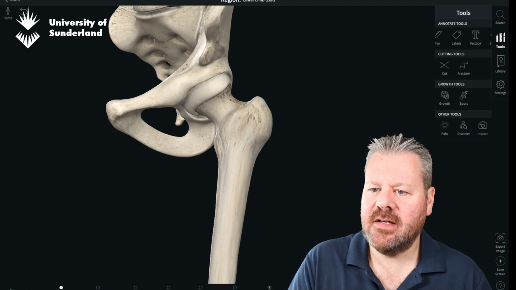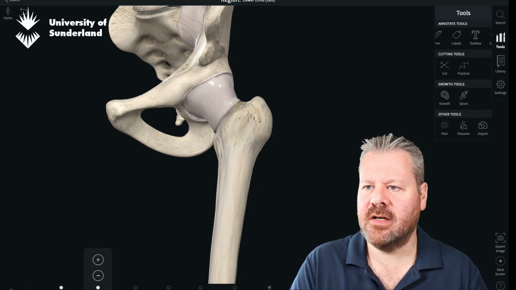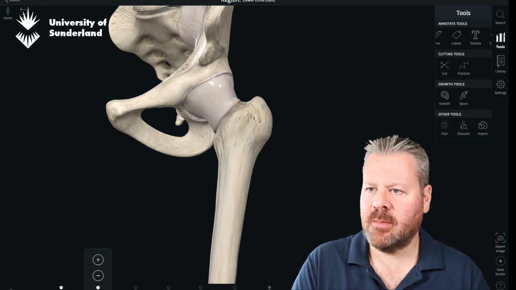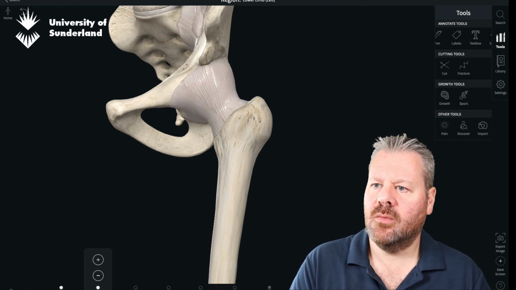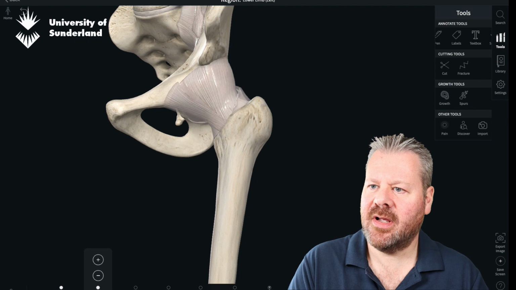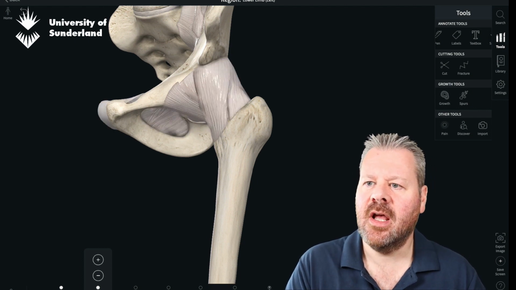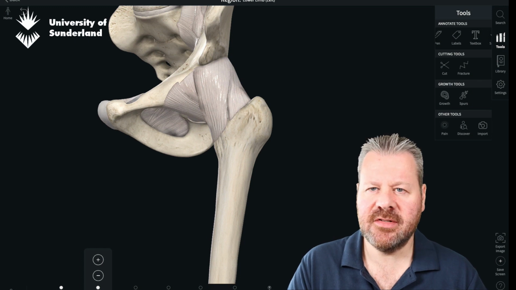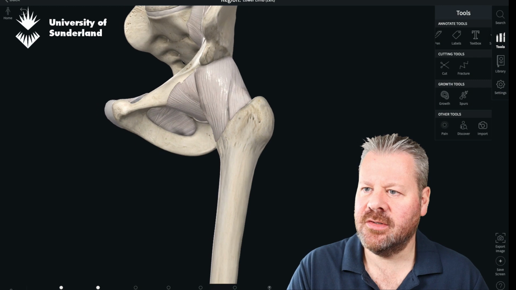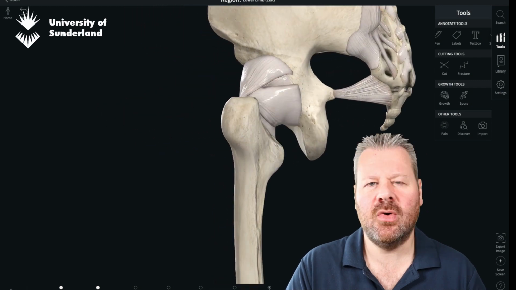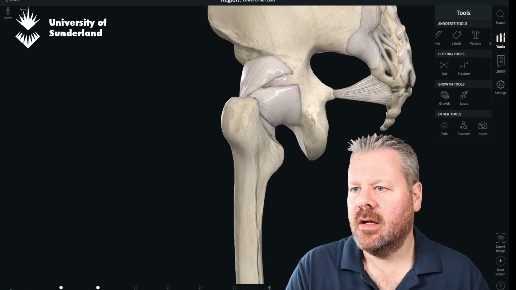Now if we just add in some connective tissue here, you begin to get an idea of how the capsule and the ligaments develop. What we have as we add these layers in is quite a significant large bundle of ligaments supporting the hip. And this is important to understand. Well, it's important to understand why these exist and what they're doing.